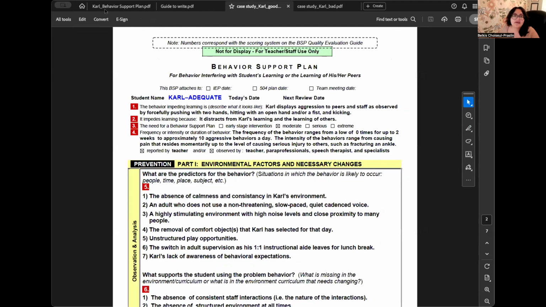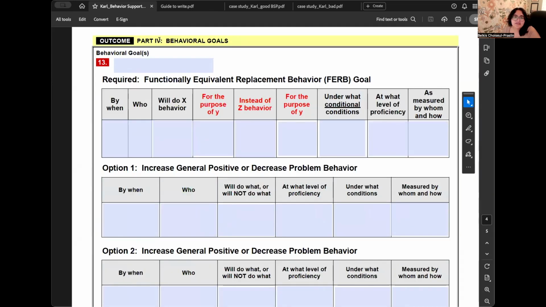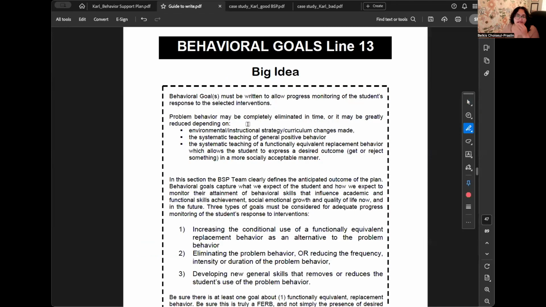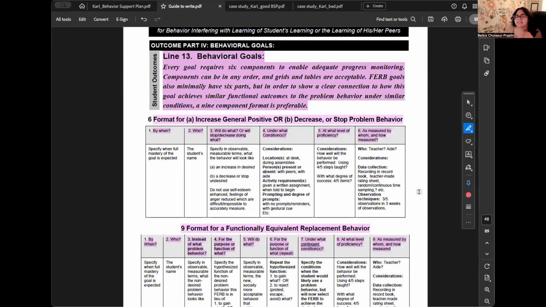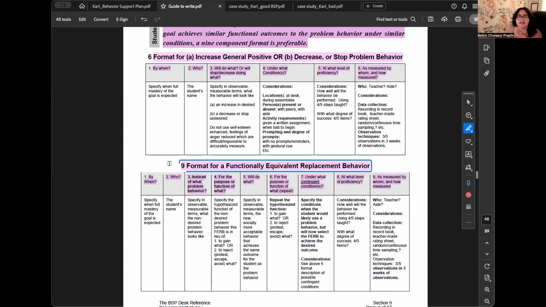Now we're going to look at the penultimate area, and this one is behavioral goals. Here in the template, the behavioral goals actually start with a required section for your functionally equivalent replacement behavior, and that's your FERB, right? To do this, you are going to use a 9 format system to help break down each one of these areas. This is just a goal broken down into 9 areas. That's literally it. What to write in those 9 areas? Of course, it's in the guide. It's actually the second half of this guide here. So, 9 format for a functionally equivalent replacement behavior. It's just going to tell you what you should be writing, what you're answering in each question here.